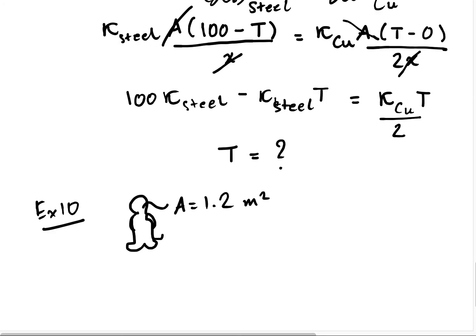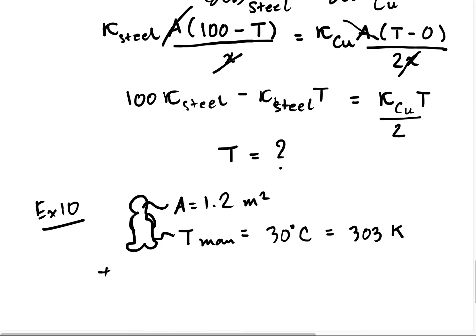And they say that the temperature at the surface of the man is 30 degrees Celsius, or it can be thought of as 303 Kelvin.